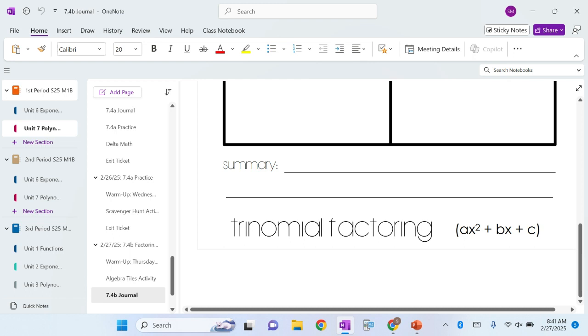It says that at the bottom. So ax squared plus bx plus c, trinomial factoring.